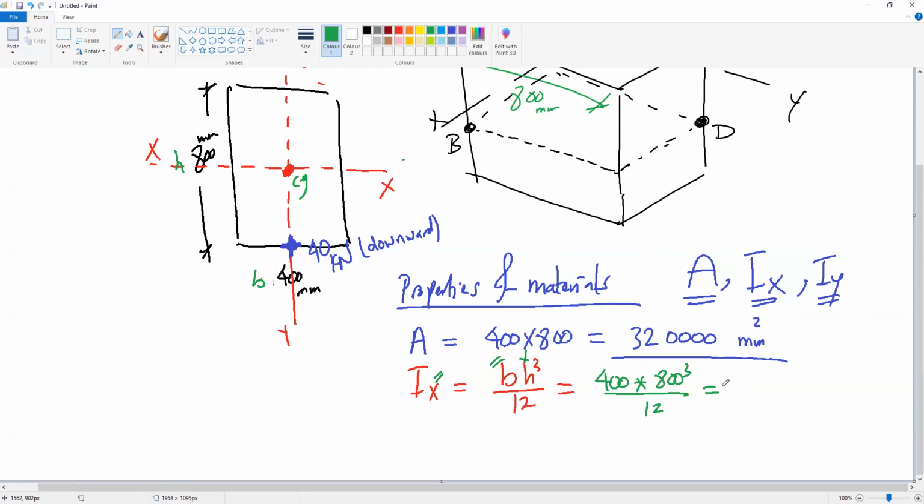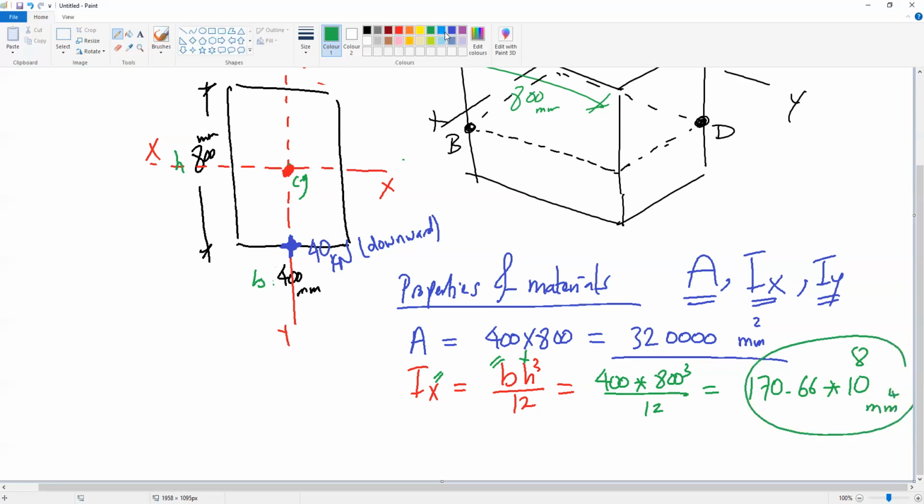So IX will be 400 times 800 to the power 3 divided by 12. Will give us 170.66 times 10 to the power 8 millimeter to the power 4.